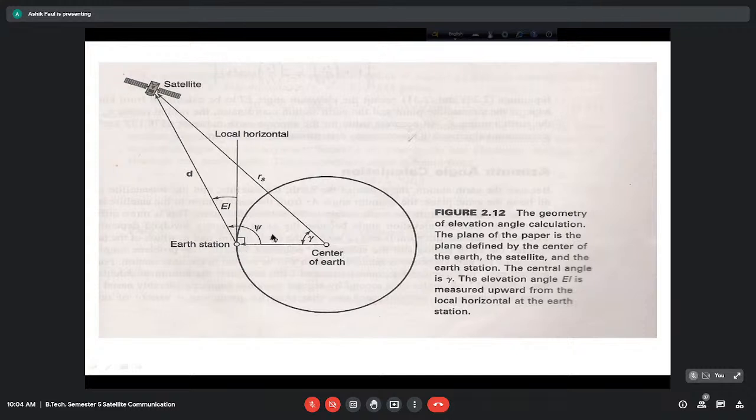Then RE is the radius of the Earth and D is the distance from the Earth station to the satellite. And with reference to the local horizontal at the Earth station, this is your elevation angle. And the distance between the center of the Earth and the satellite is RS. That means it includes the orbital altitude of the satellite plus the radius of the Earth. This angle gamma is often referred to as the central angle.